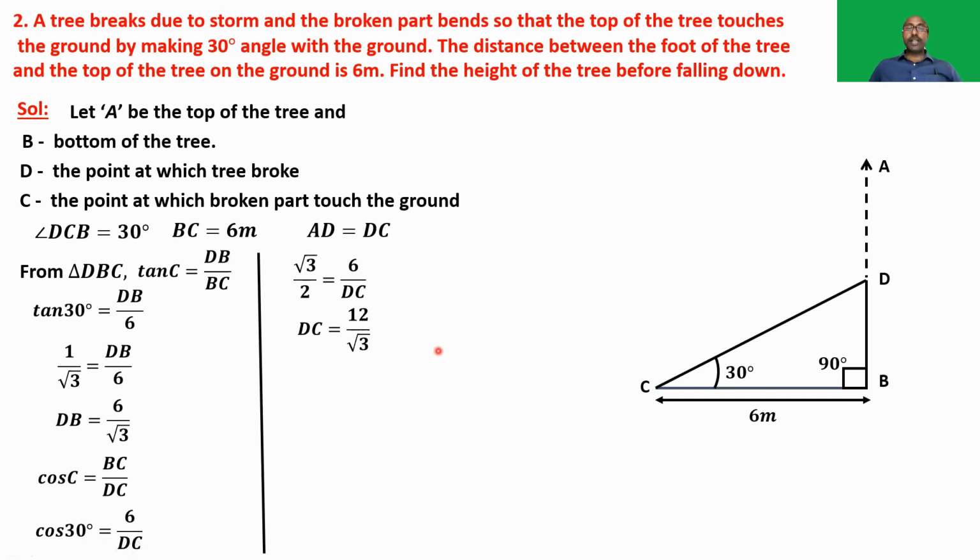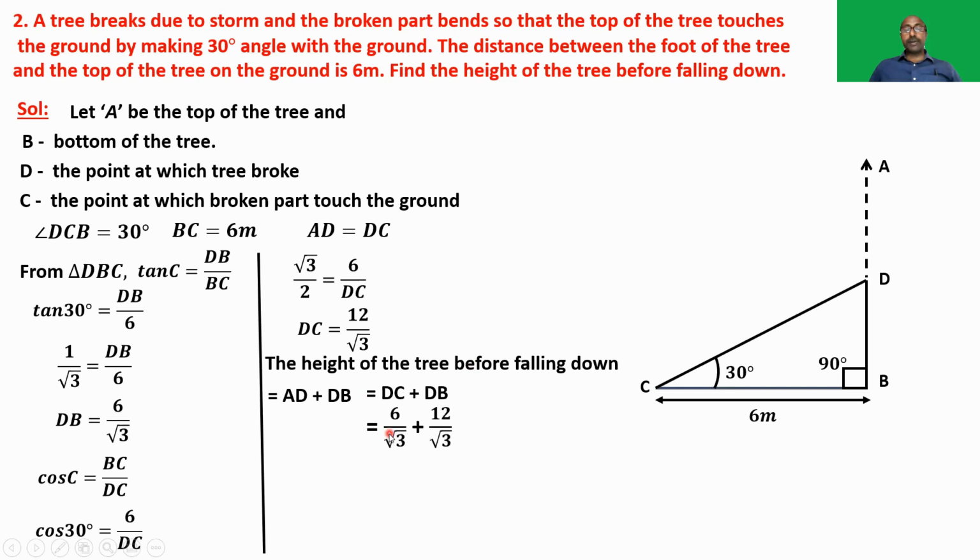Now the height of the tree is AD plus DB. Okay. But AD is already equal to DC. So this is equal to DC plus DB. Now DC is equal to 12 by root 3 plus DB is equal to 6 by root 3. Now the sum of these two is equal to 18 by root 3.